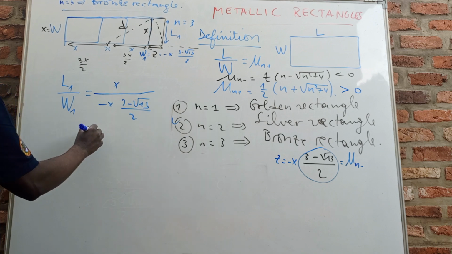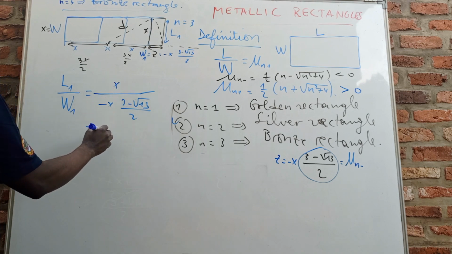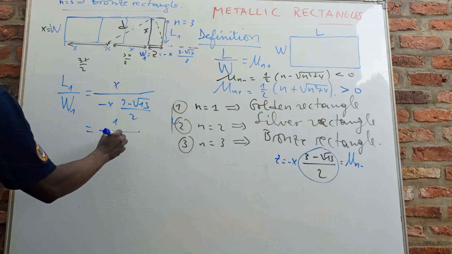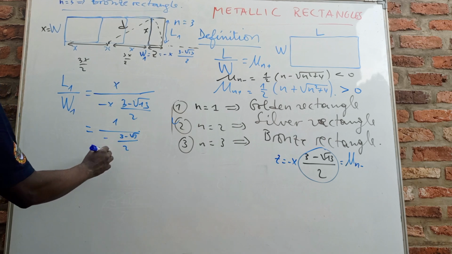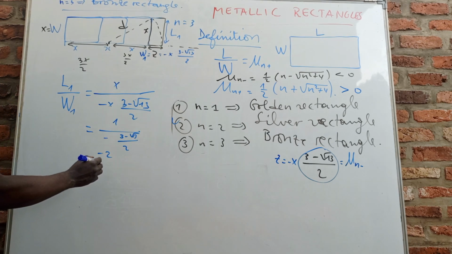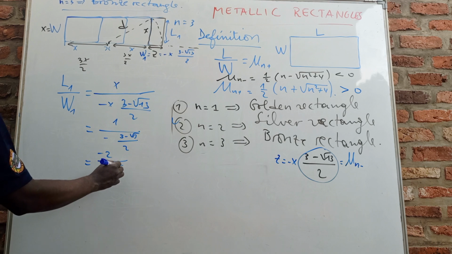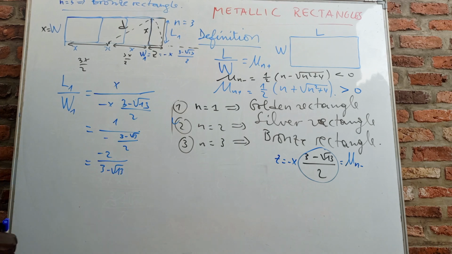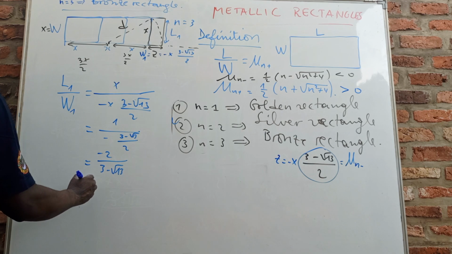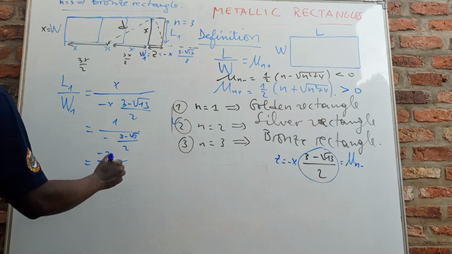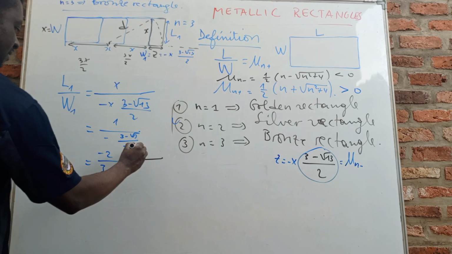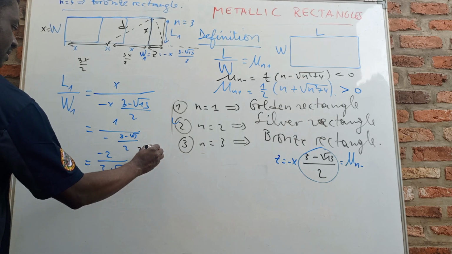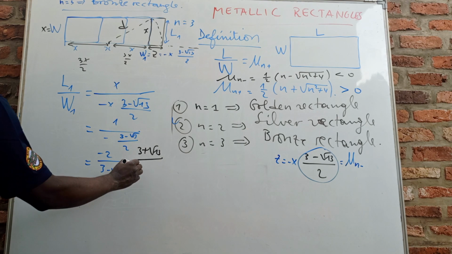Okay, so now this is it. Simplification: this is 1 over negative (3 minus square root of 13) over 2. Now this is negative 2 over 3 minus square root of 13. So now, I multiply by the conjugate of the denominator, 3 plus square root of 13.